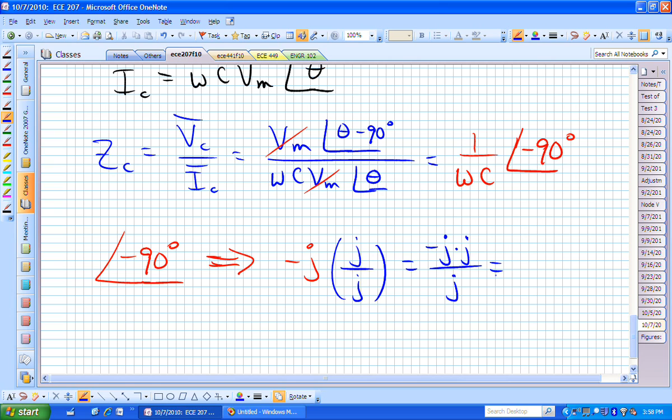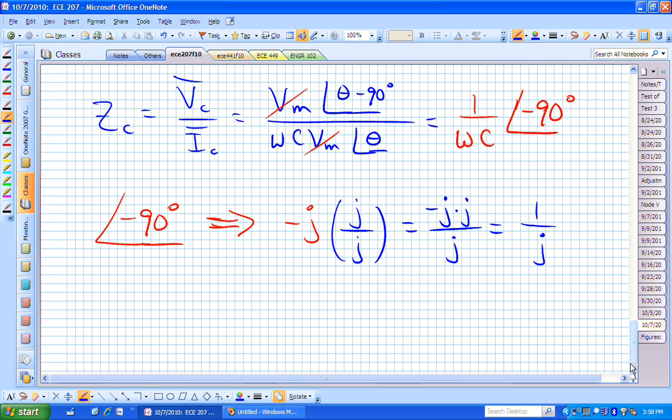I'm buried in my screen. What are JJ? What's JJ? J squared, that's minus 1. That cancels the negative. So we can rewrite minus J as 1 over J, or we can rewrite minus 90 degrees as 1 over J. Now that allows us to combine all of our variables down in the basement of our impedance for Z sub C. That's equivalent to 1 over omega C at an angle of minus 90 degrees.